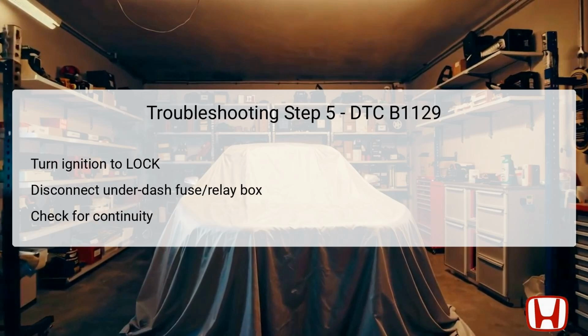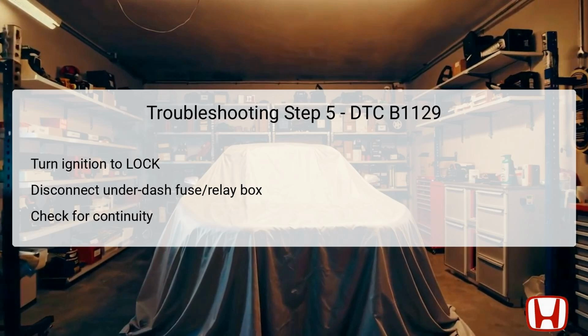Now turn the ignition switch to lock 0 again as part of this detailed troubleshooting protocol. The next step is to disconnect the connector T34P from the under-dash fuse relay box. This component is critical in controlling various electrical functions, including locking mechanisms.